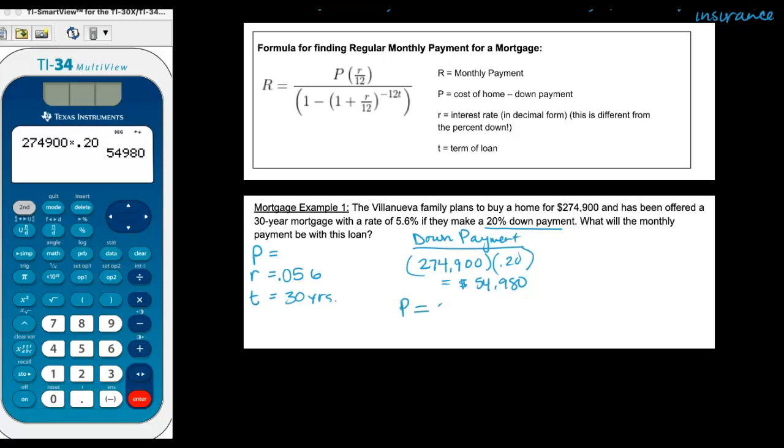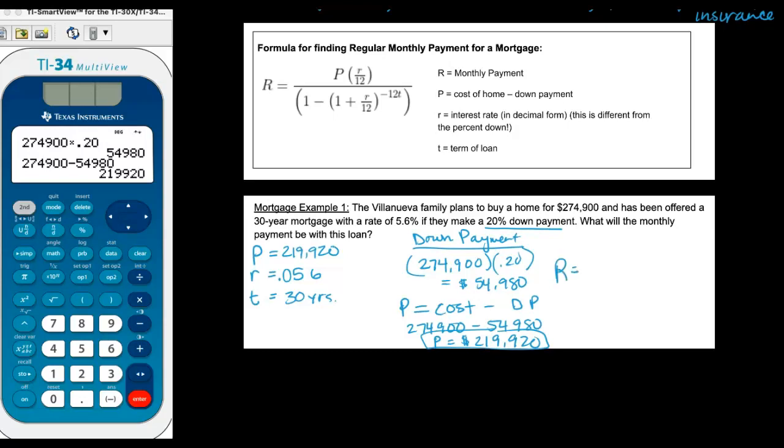Now we have to go one step further, and we have to find the principal. We're going to take the cost of the home minus the down payment. So we're going to take $274,900 minus $54,980. And that will give us the amount that needs to be financed or borrowed from the bank. So the principal is going to be $219,920. That number I'll just write over here. So now that we have the principal, we can go ahead and find that monthly payment.